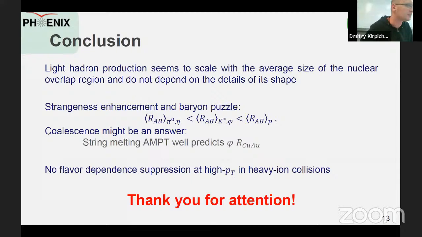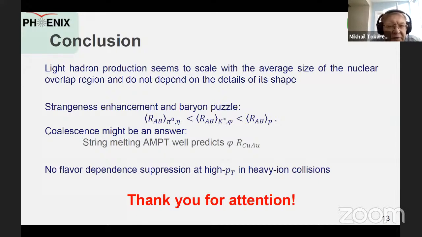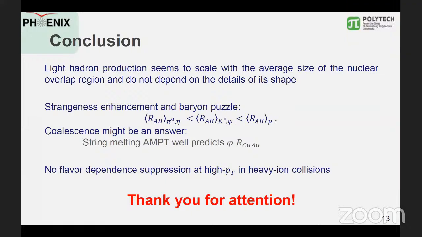Mikhail? Yes. Thanks, Daria. But your final conclusion, no flavor dependent suppression at high pT in heavy ion collisions, is very strong. I consider it's not right. It might indicate... yeah.